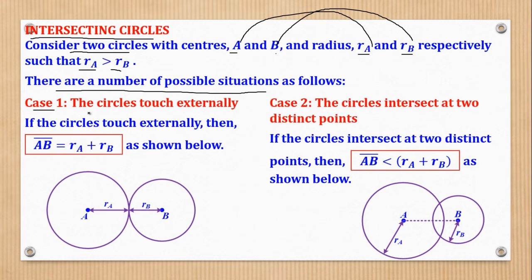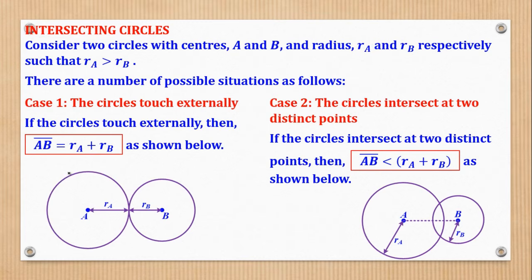So case 1 is when the circles touch externally. When they say that the circles touch externally, it means that they are in this form. They only touch at one point. And in that case, the condition for circles to touch externally is that AB, the distance of separation of their centers, is equal to the sum of their radii. Then case 2 is when the circles intersect at two distinct points. It implies that the separation of their centers is smaller than the sum of their radii, and they are in this form.